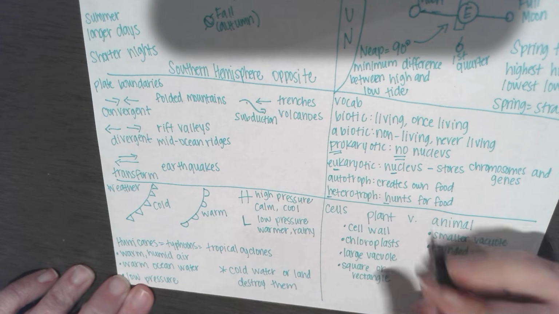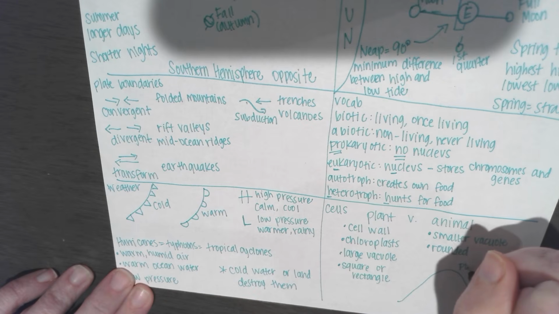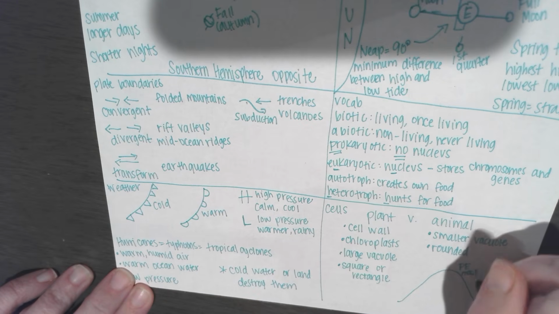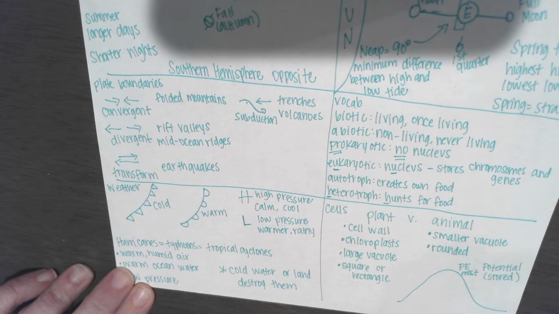Then our very final thing we're going to do is draw this little kind of roller coaster hill, and we're going to label it for potential energy. The most is at the top of the hill just before you go down. We're going to label that potential. That's stored energy. And kinetic energy, you're going to have the most at the bottom of the hill. And kinetic energy is energy that is in motion. Energy that's moving.